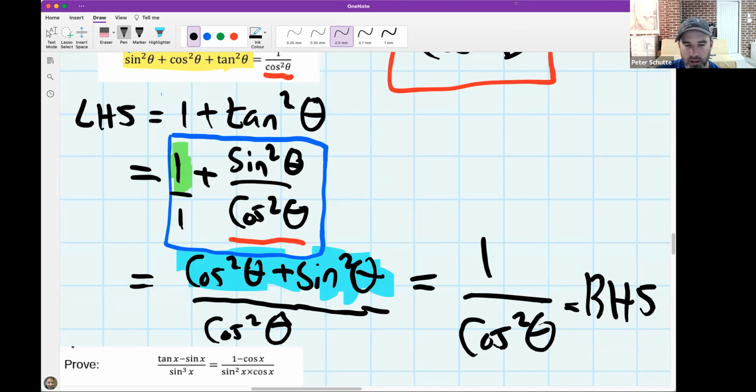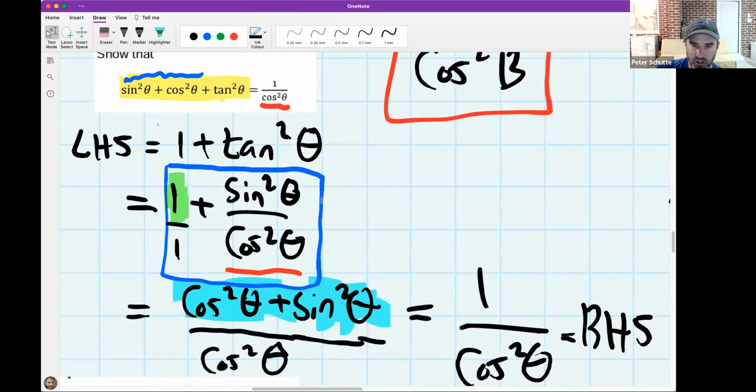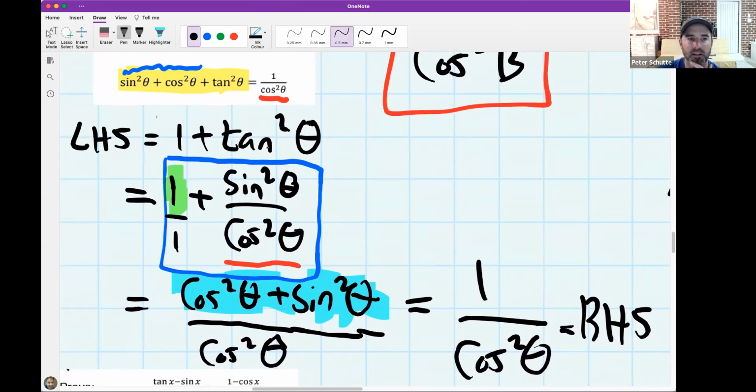Now, I've done that quite quickly. So if you felt a bit overwhelmed, don't stress. It's a journey. But I'll just point out what I did as a summary. I worked with the more difficult side. I looked for either the square identity or the quotient identity. In the case of the first one, I replaced the 1 with this bit here.